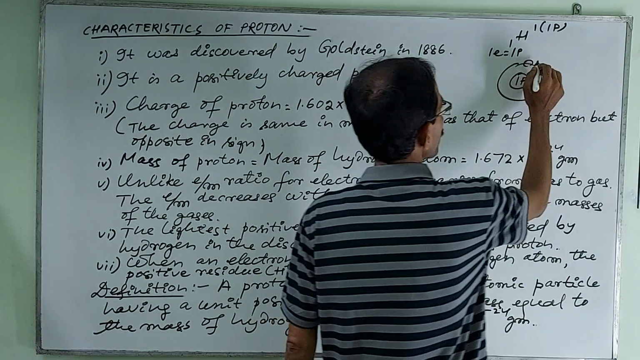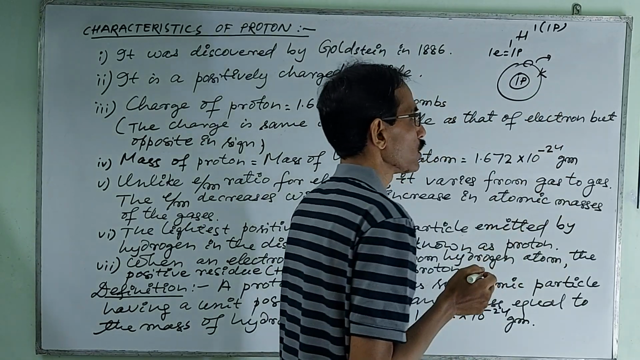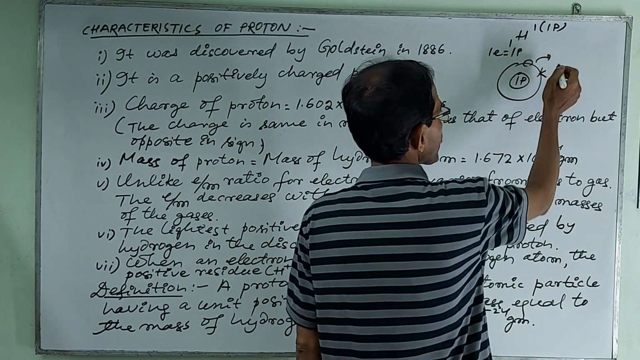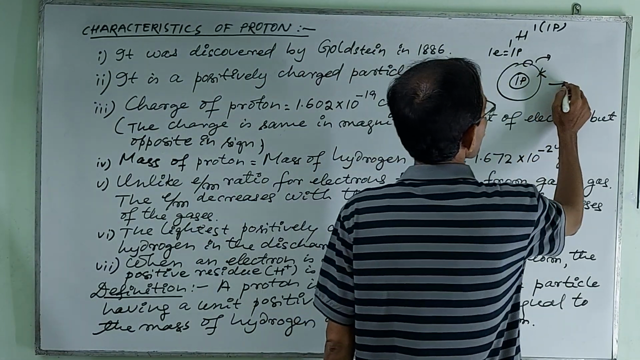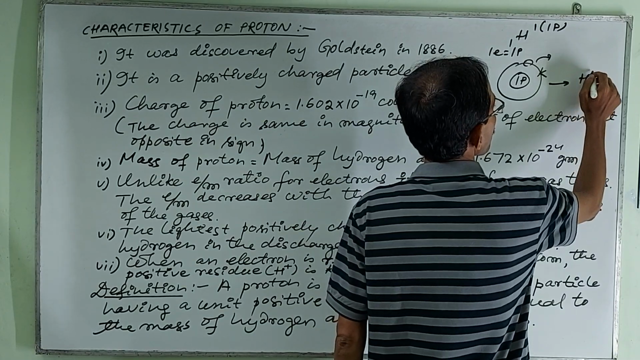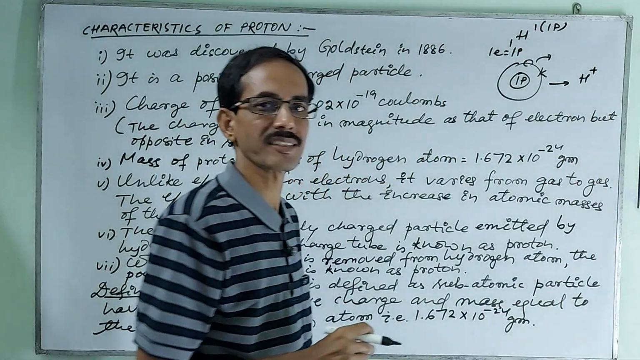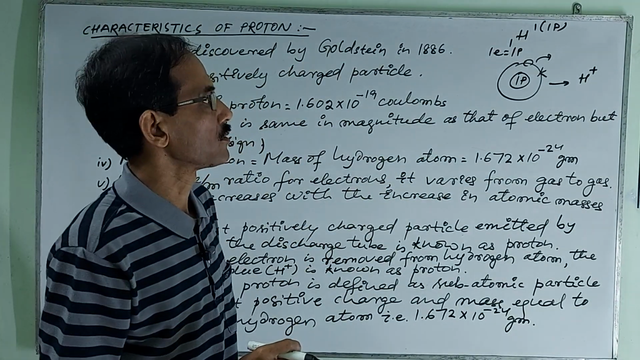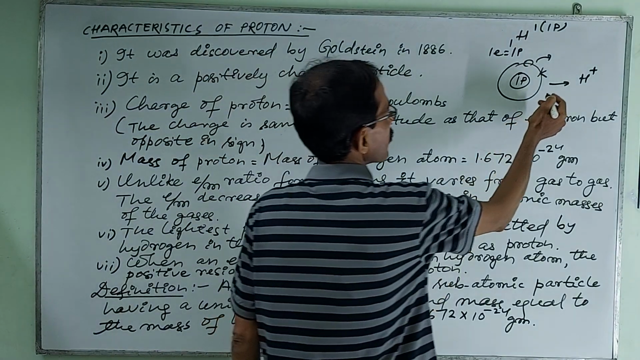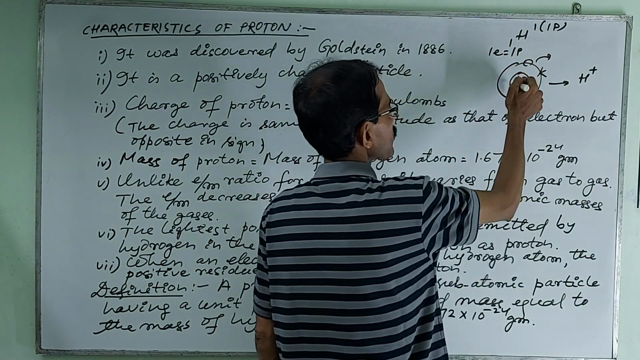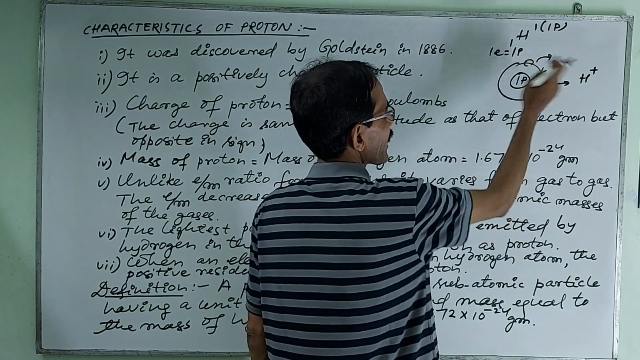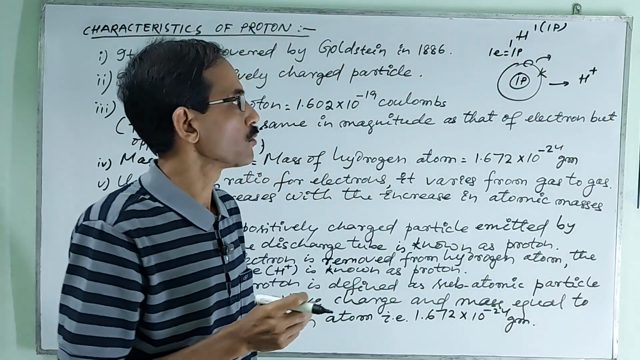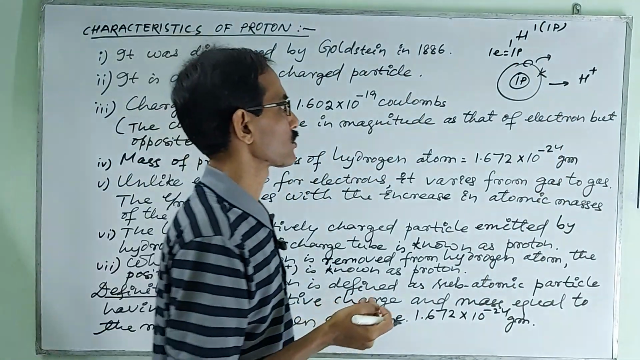When you remove this electron, you remove one negatively charged particle, so the atom becomes positive. One negatively charged particle is removed, which means one positive charge will occur. So this is the hydrogen atom from which the electron has been removed. One negative charge has been removed, so a positive ion will occur. So H+ happened.